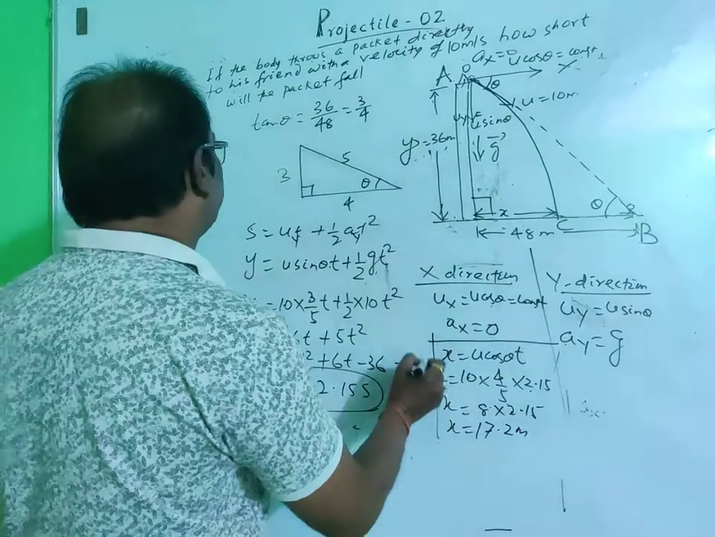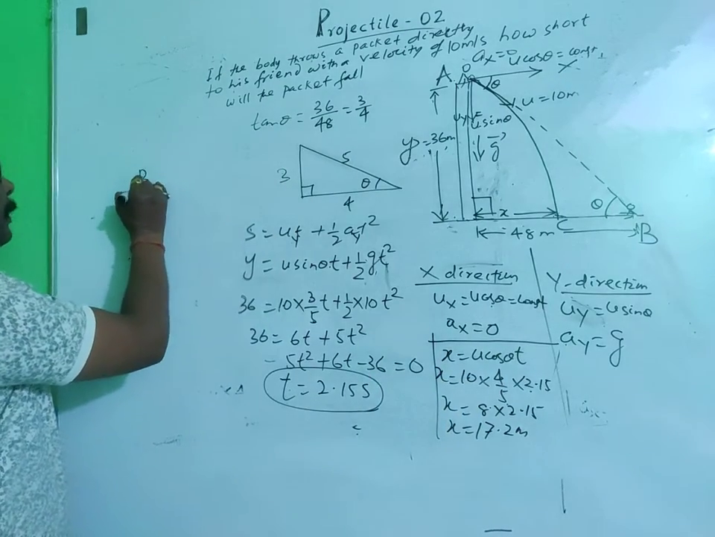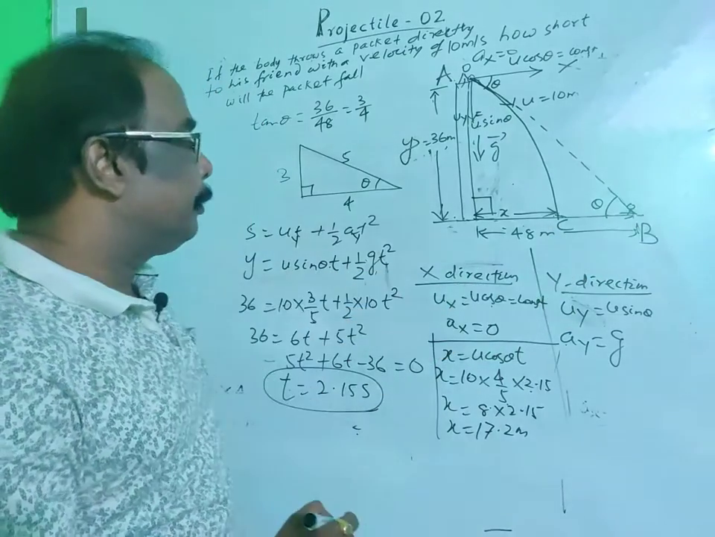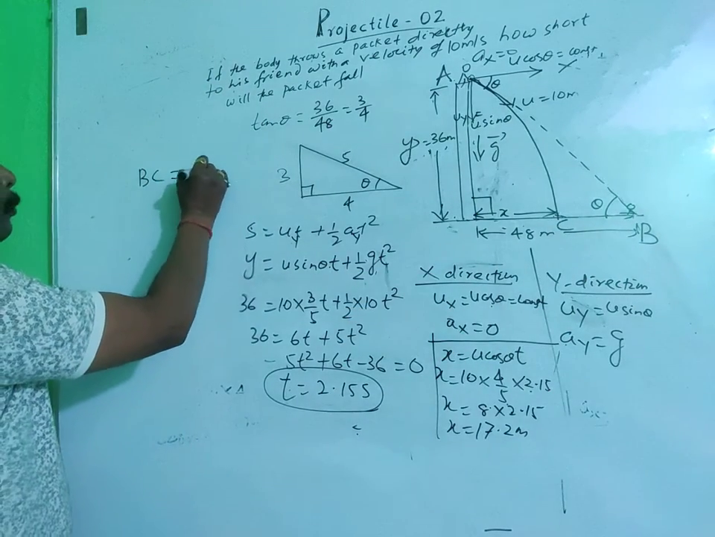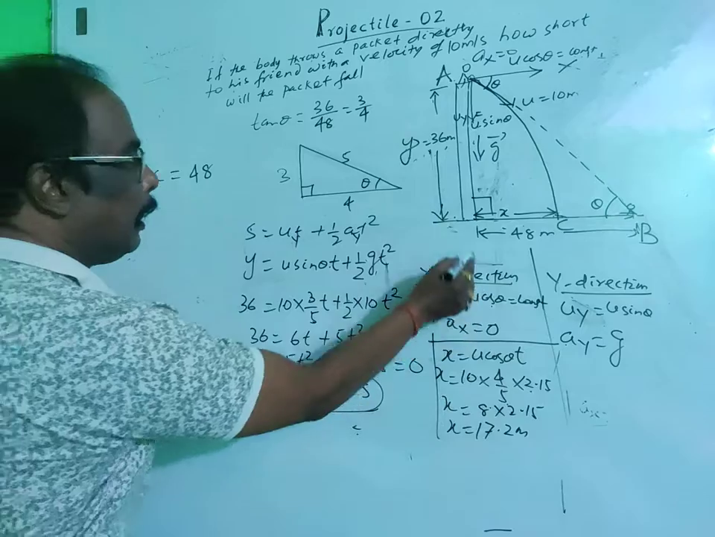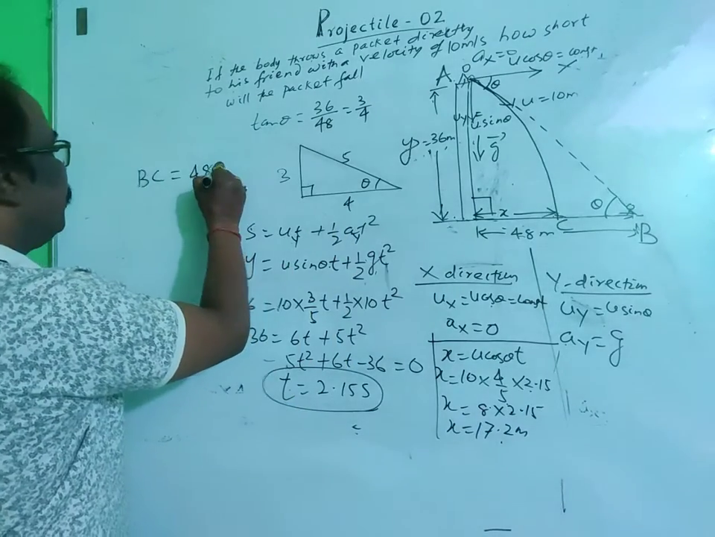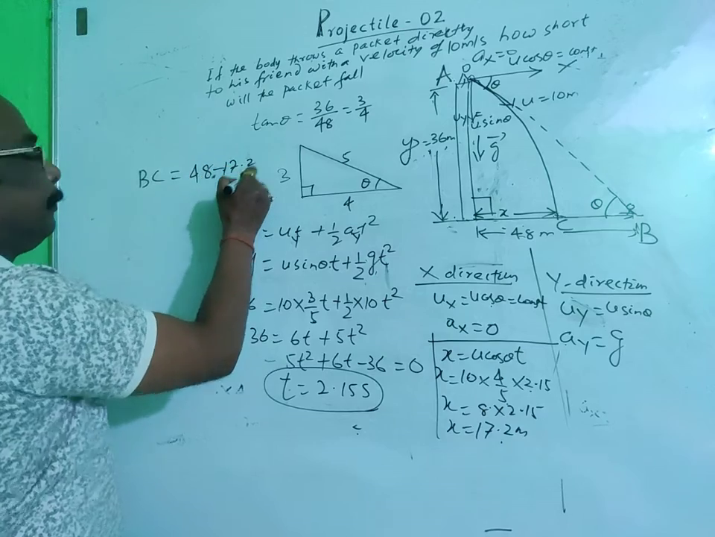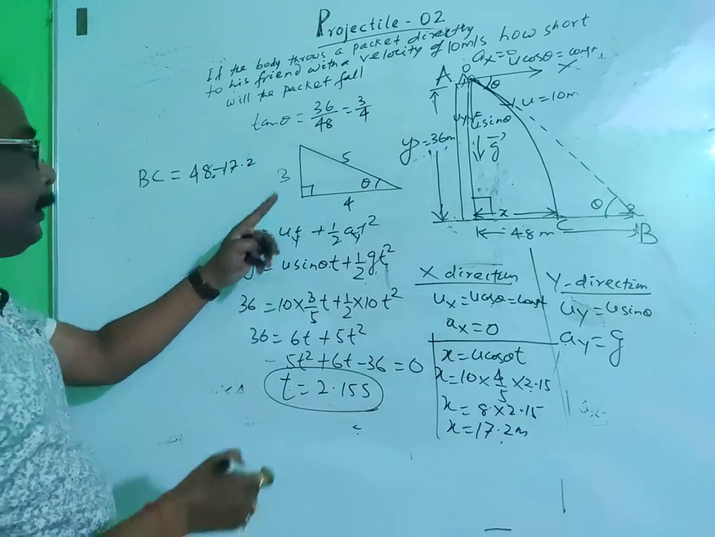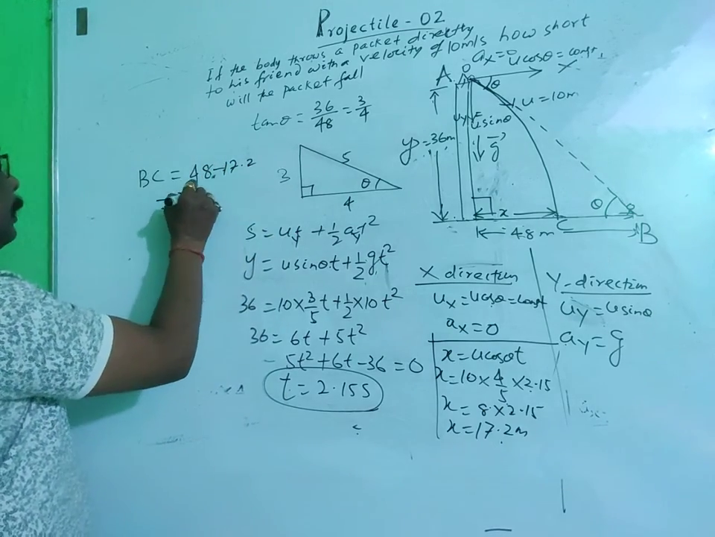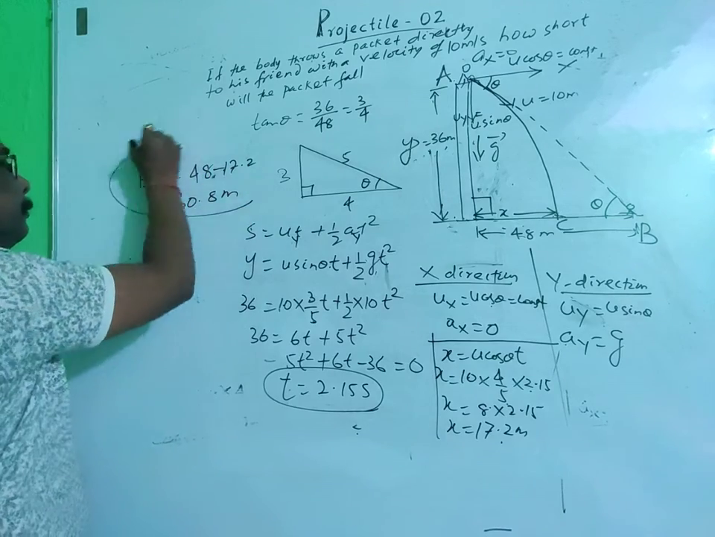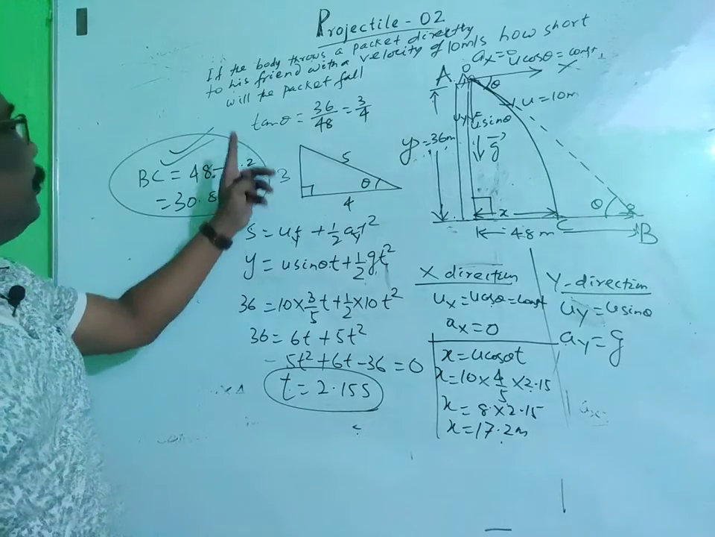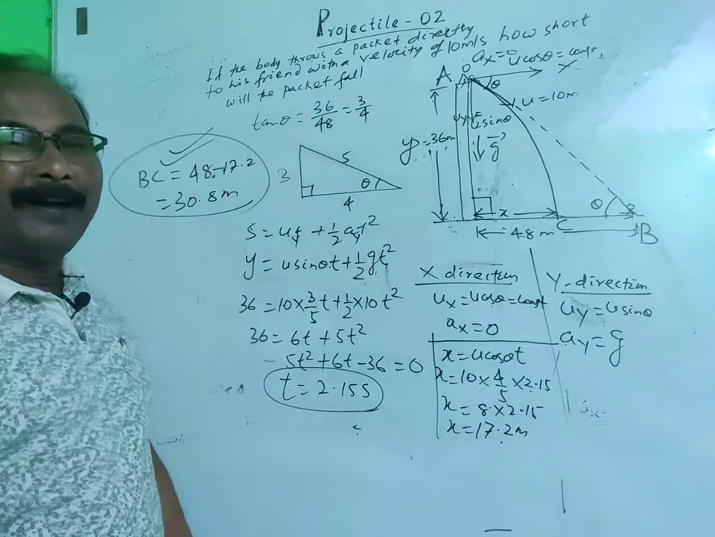Then the distance missed is BC. The packet missed this much distance. What is the distance missed by the packet? Total distance is 48, minus x, which is 17.2 meters. Then the answer will be 30.8 meters. This is the distance by which the packet will fall short.